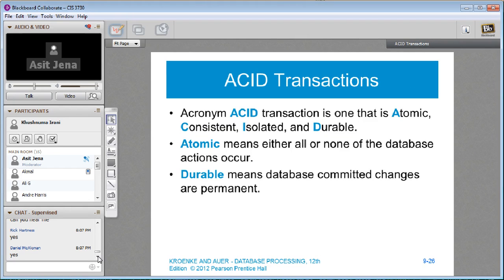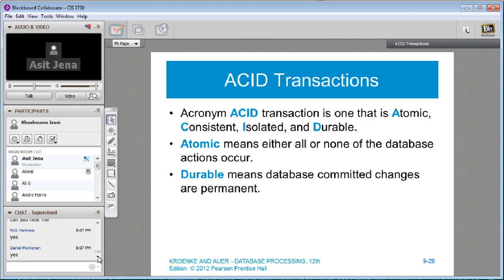Okay. An ACID transaction is one that is consistent. So we'll talk about why a transaction has to be ACID. ACID stands for atomic, consistent, isolated, and durable. So I think this is kind of important.